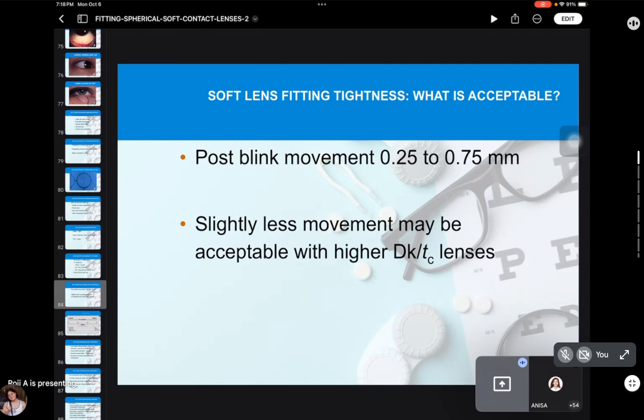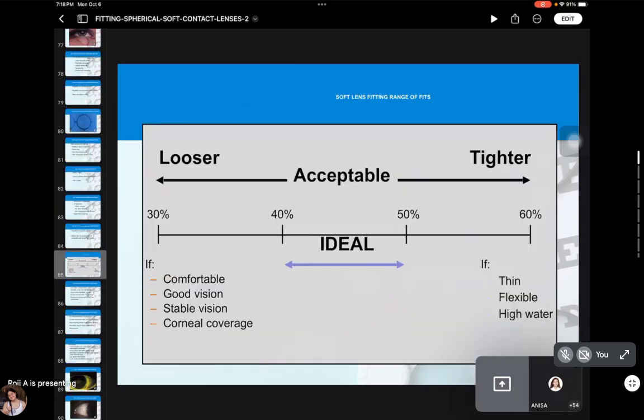Okay, steep, tight. Okay, flat, loose. You want it normal. All right. So again, assessment of tightness, 100% bound, 40 to 60 is desired. With 0 degree, lens will not stay on the eye. Ease of lens push-up. Okay. What is acceptable post-blink? 0.2 to 0.7. We already said that. It's the same banana. Slightly less movement, acceptable with higher. Okay. We want it to move, right? So this is your ideal, and this is your tight, and that's the loose. So far, so good. This is so self-explanatory.